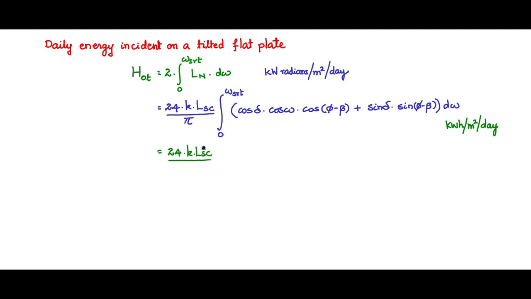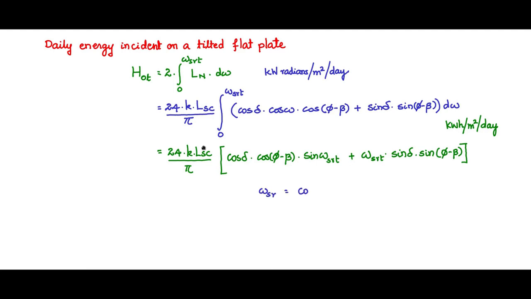So when you solve this, you will find that cos delta, cos omega, and cos(phi minus beta) are independent of the hour angle, and cos omega will become sine omega_SRT plus omega_SRT sine delta sine(phi minus beta). Now this is the energy incident on a tilted flat plate located at latitude phi and having a tilt with respect to its local horizon with an angle beta.